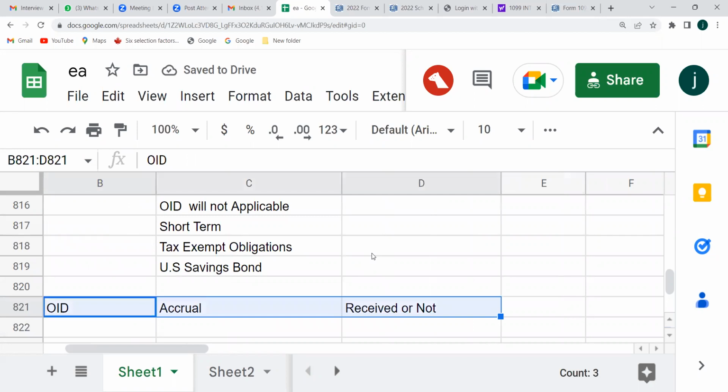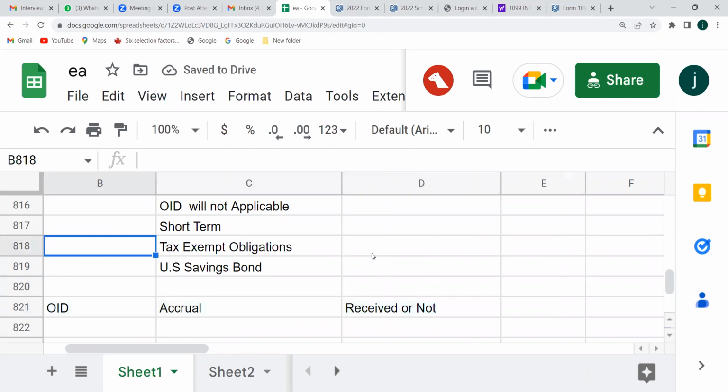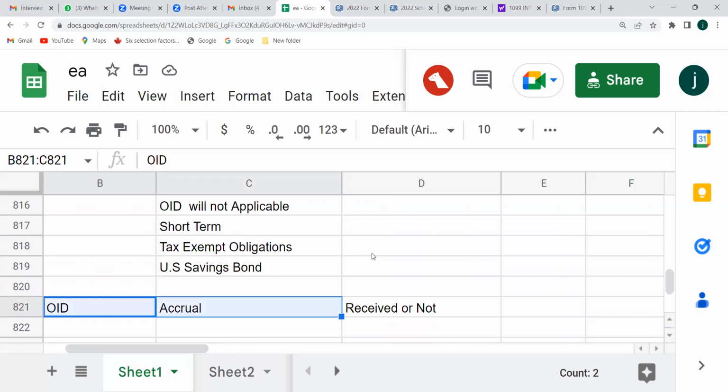In case of interest, it can be cash basis or accrual, whatever it may be. But in case of OID, it should be on accrual basis only. We will not allow the taxpayer to go with the cash basis. Even if it is cash basis, we take it as accrual basis in case of OID. This is the most important point in case of OID.